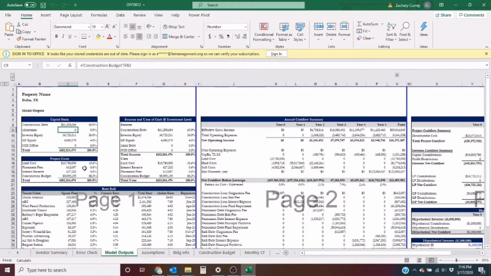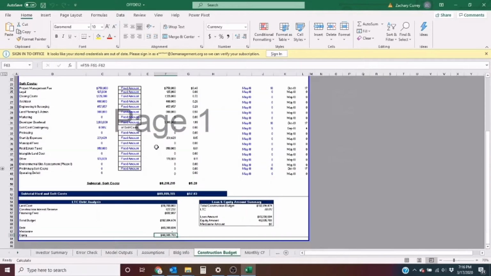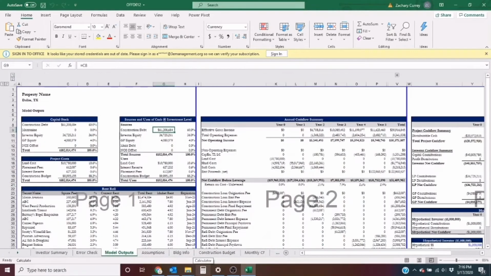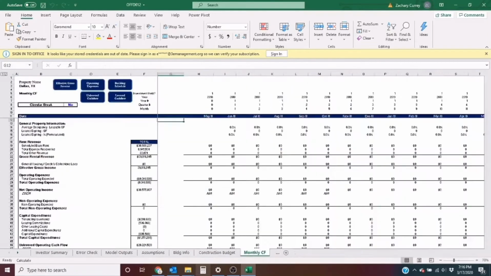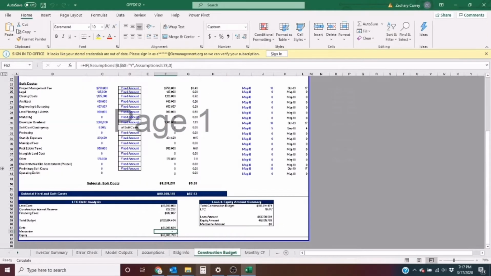So as we can see, each one of these items in the sources and uses schedule is coming from my construction budget tab. So we've got the construction debt of $61 million. We've got the investor equity, the general partner equity, and I'm pulling these from the waterfall. We have no mezzanine debt here, but if we did, that would be pulling from the construction budget as well.